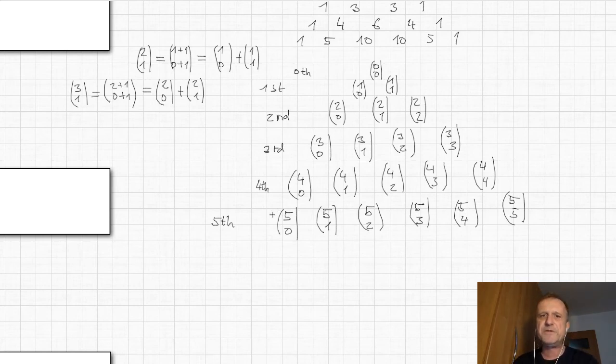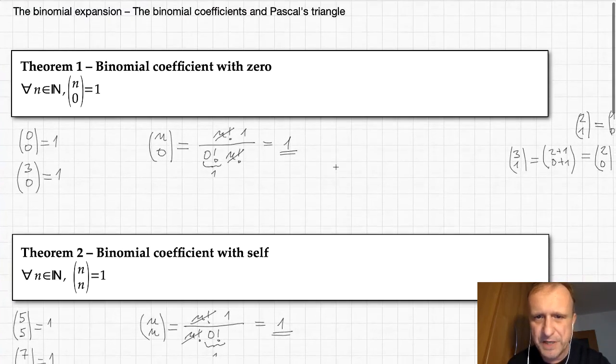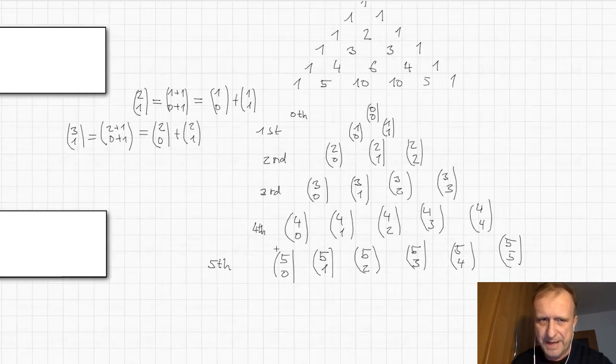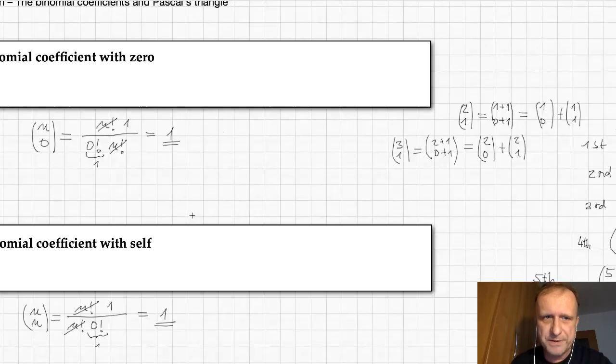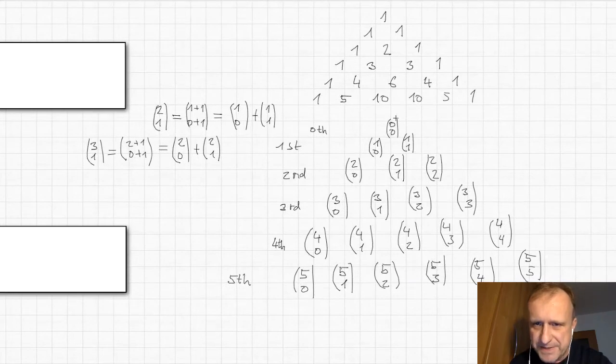This is the connection between the combinatorial numbers defined by the definition n choose r equals n factorial over r factorial times n minus r factorial, and the combinatorial coefficients or binomial coefficients in the binomial expansion defined by the Pascal's triangle. This is the connection, and I have already shown you the consequence of the first theorem. The first theorem says that all these numbers on this side have to be ones, which really they are. These are ones.